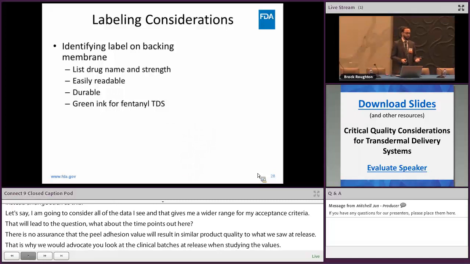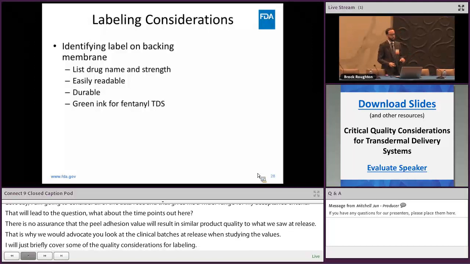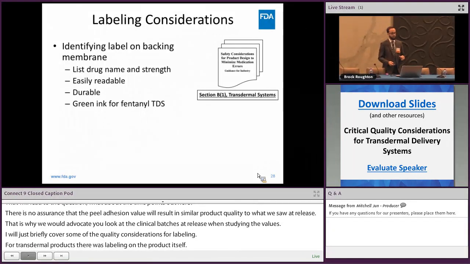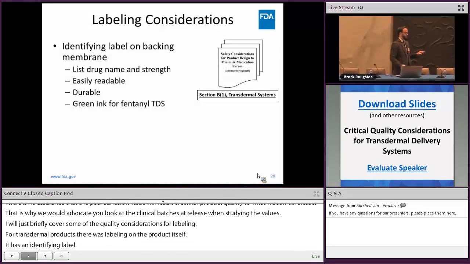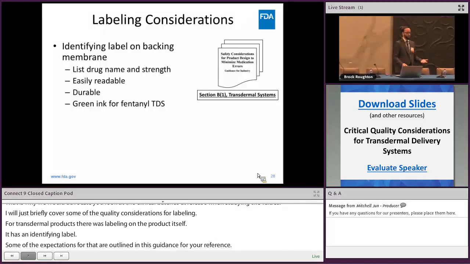Okay, so then briefly I'll just cover some of the quality considerations we look at for the labeling. So for transdermal products, there's labeling right on the product itself. It has an identifying label on that backing membrane. And some of the expectations for that are outlined in this guidance for your reference. But basically, the identifying label should list the drug name and strength. It should be easy to read. It should be durable. And for specific products, there may be certain requirements, like fentanyl, due to safety reasons.